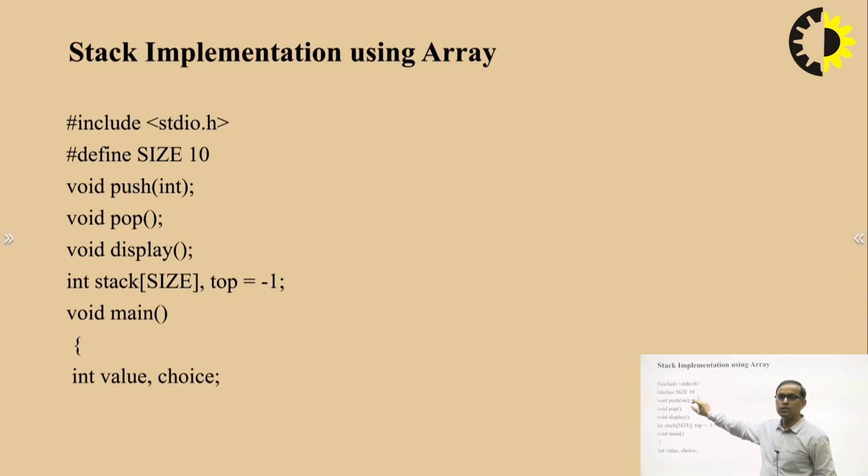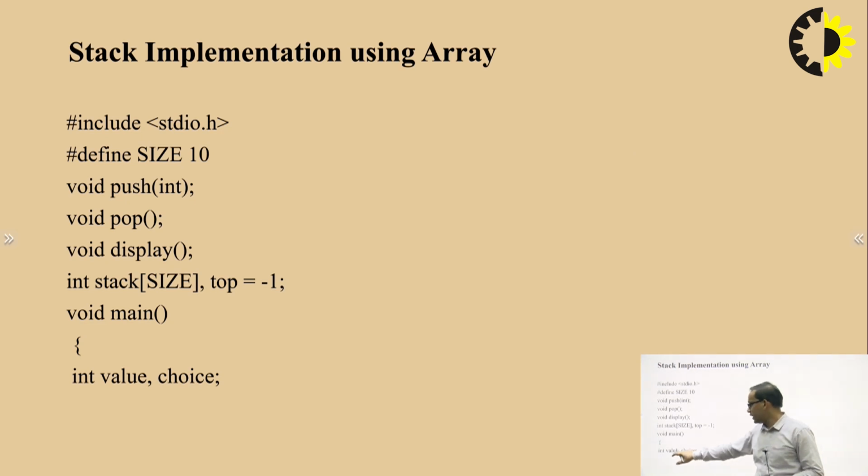Push function is basically used to insert an element in the stack. Pop function is used to remove an element from the stack, and display function is used to display the elements of the stack. After that we have declared 2 global variables. Initially top is equal to -1. The value of top is initialized with -1, and stack is an array, and here we have passed the size variable. It indirectly represents the size of the stack as 10.